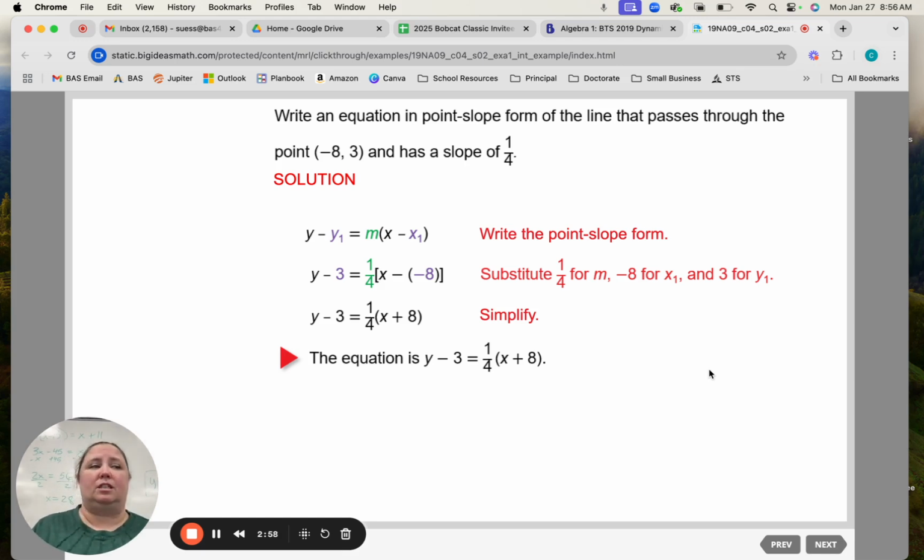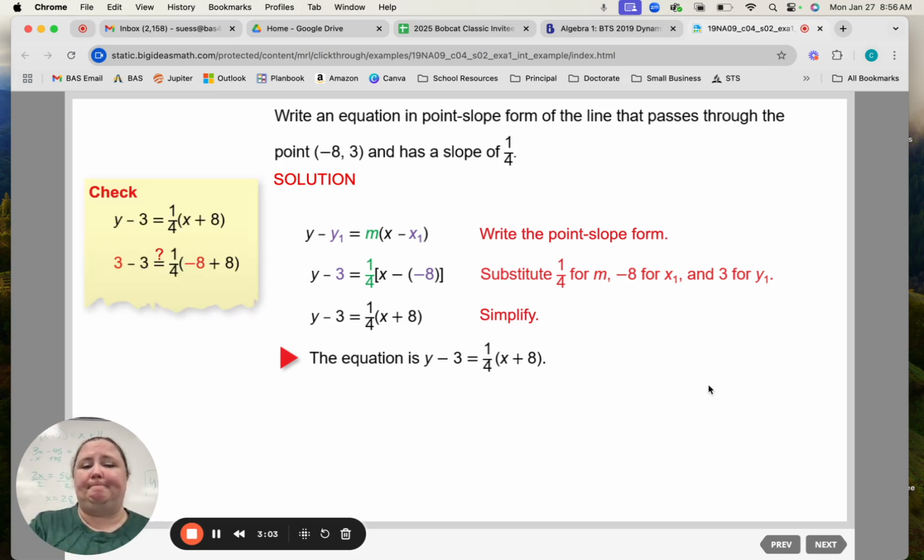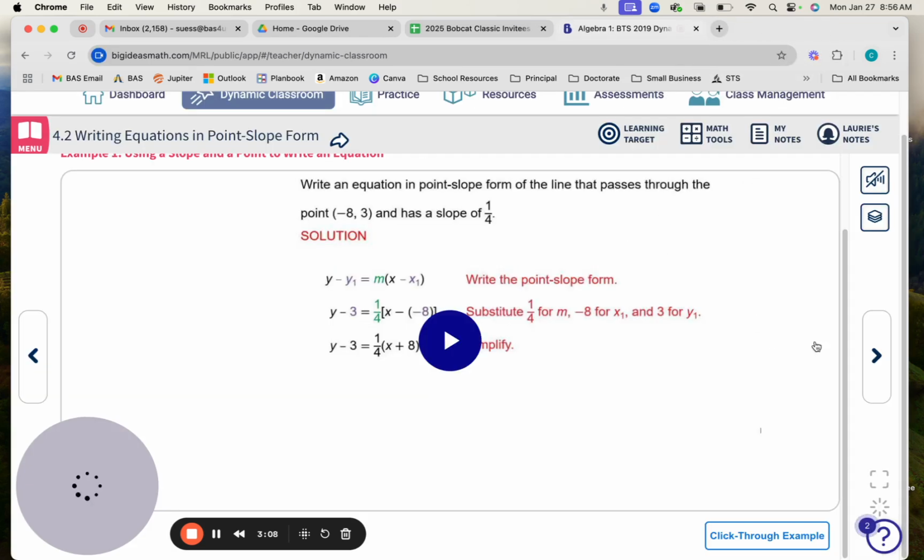Good. Any questions on that? Pretty simple. You just write it in point slope form, right? All right. I'm going to keep going.